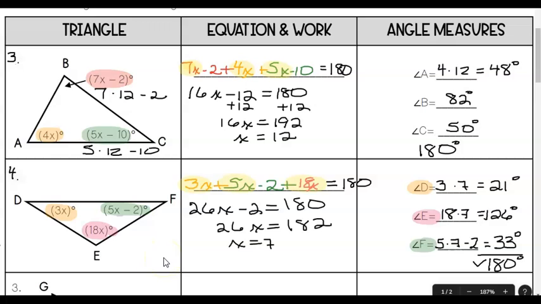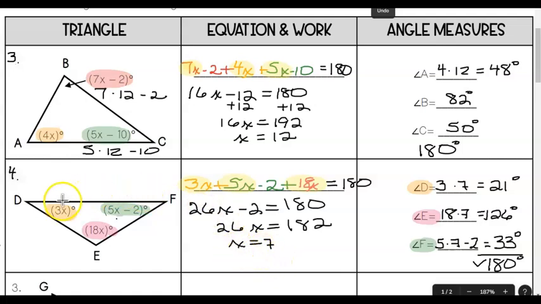Okay, so hopefully you took the time to solve number 4. We had 3x plus 5x minus 2 plus 18x equals 180. I combined the 3x, the 5x, and the 18x, got 26x, minus 2 equals 180. I added 2 to both sides, and then I divided by 26, and I got x equals 7.